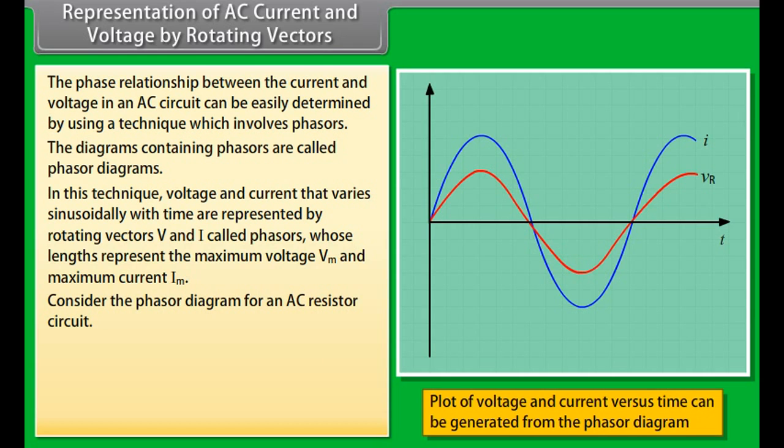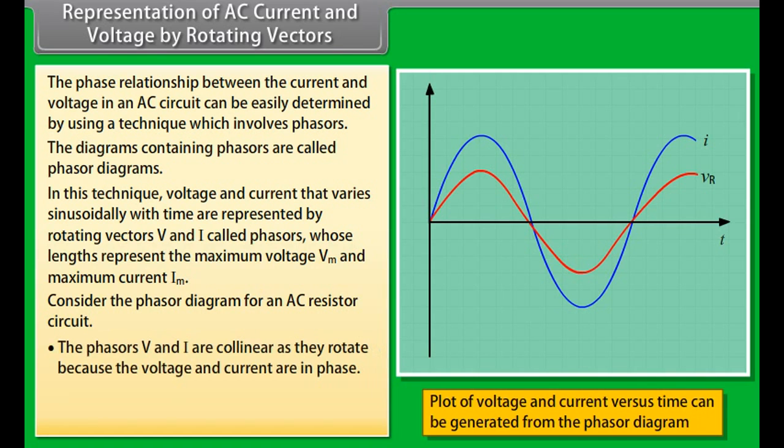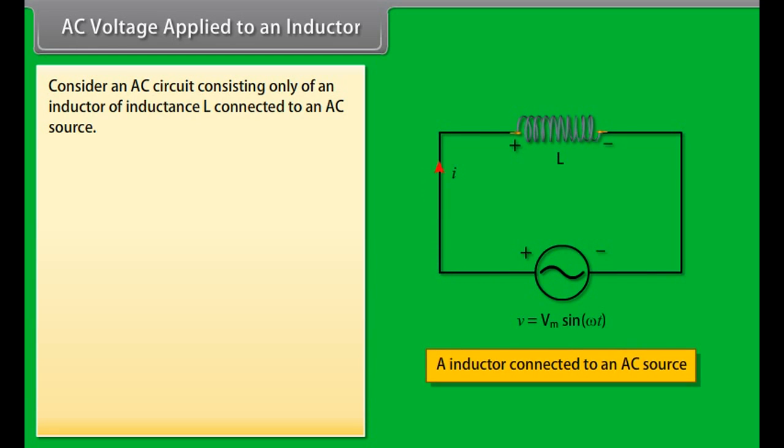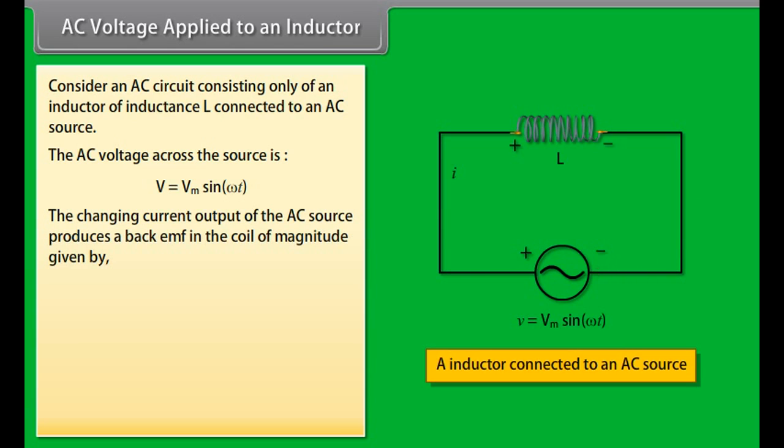The average power supplied in one complete cycle is given by PR = Vm × Im / 2, since the time average of sin² ωt over a complete cycle is 1/2. It can be written as PR = VRMS × IRMS, or PR = IRMS² R.